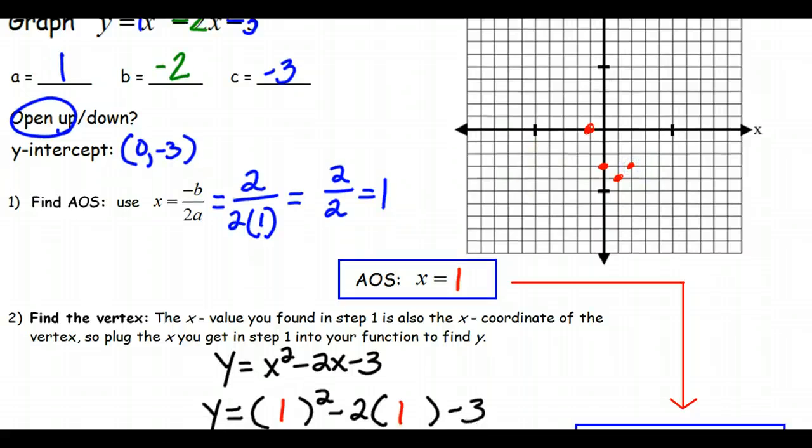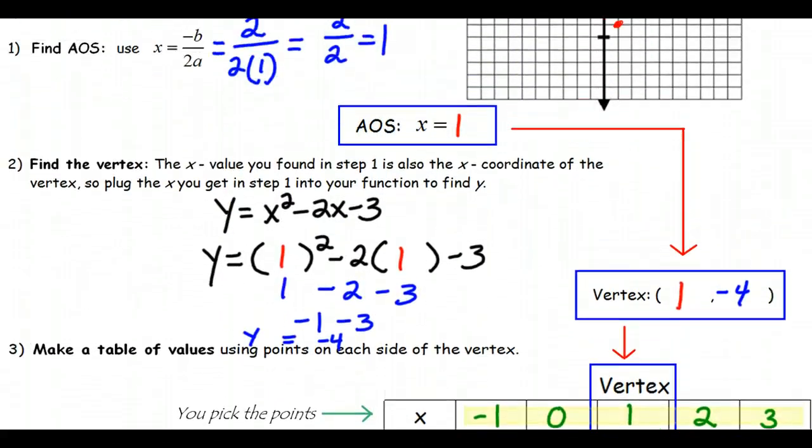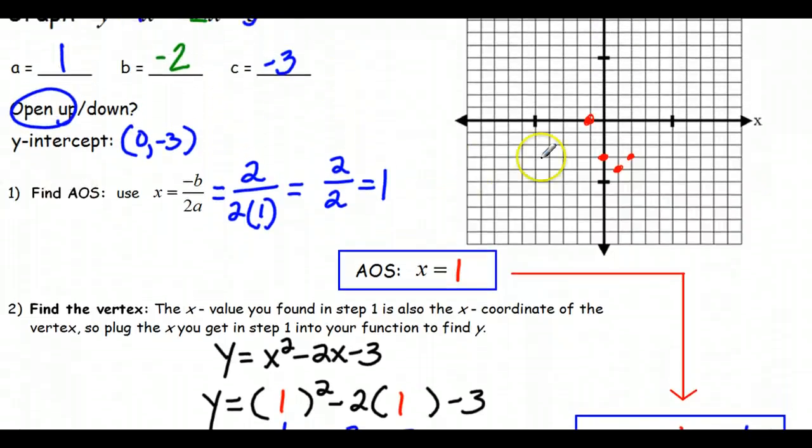And our last ordered pair we're graphing is 3, 0. So I'm going to go right 3 and up and down 0. So notice if I connect these points, I have my parabola. Now that is all there is to graphing a parabola by hand. Let's go ahead and try example number 2.